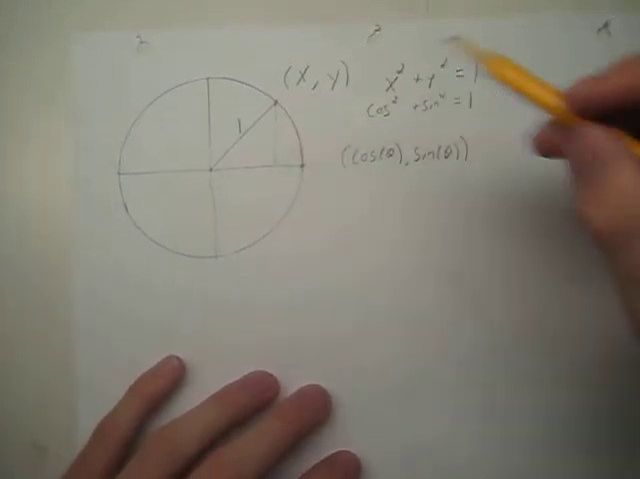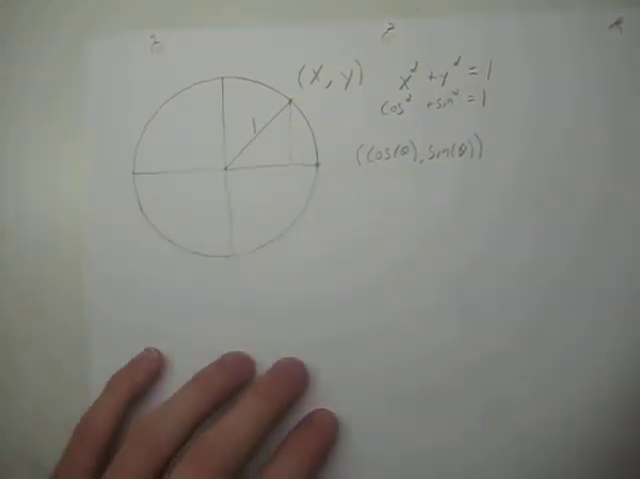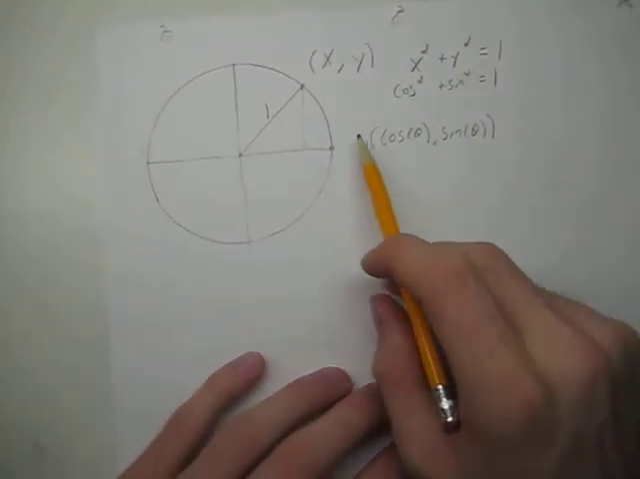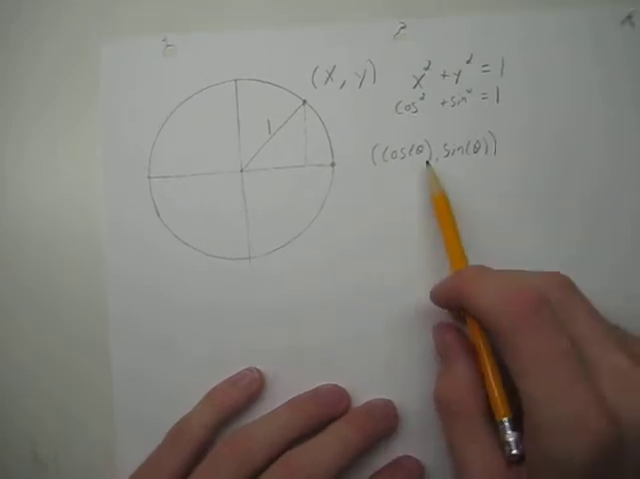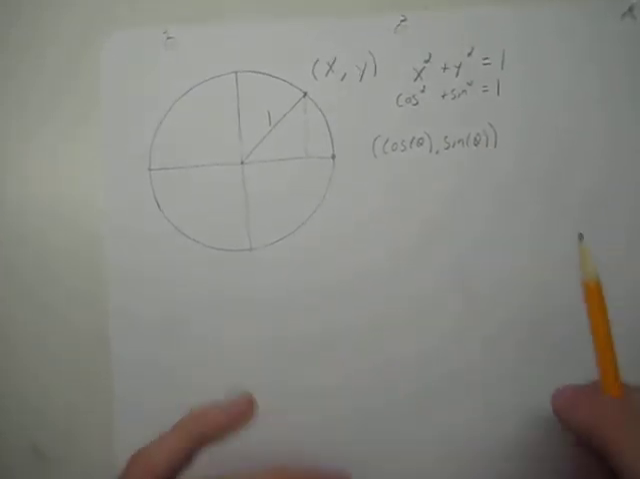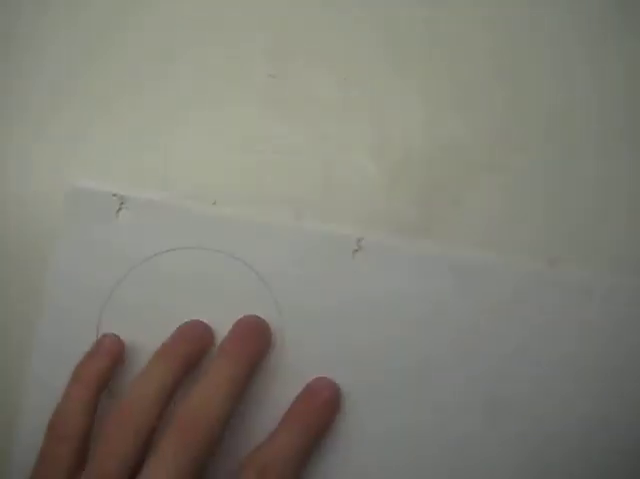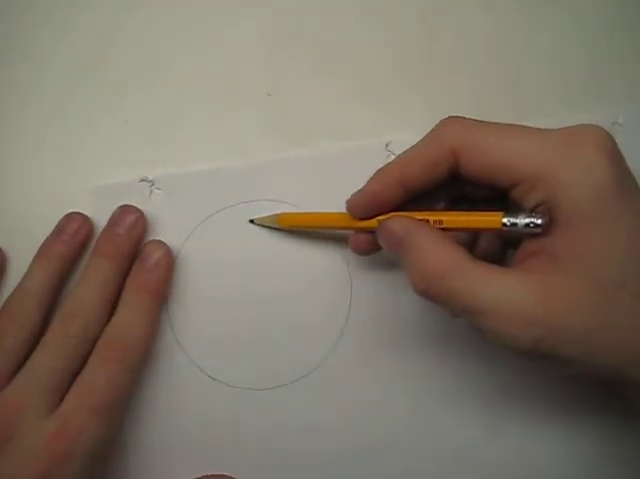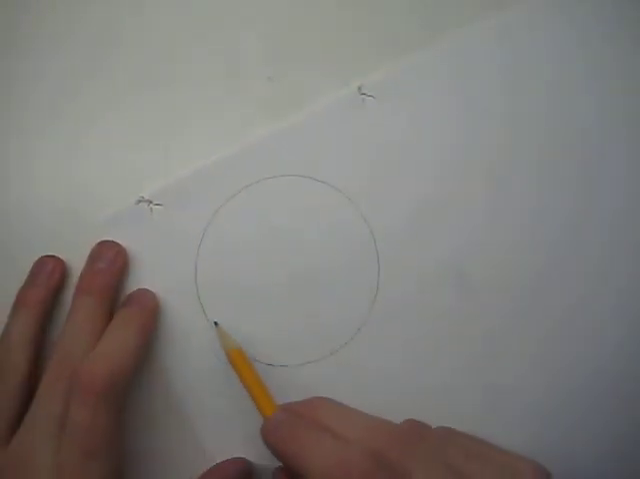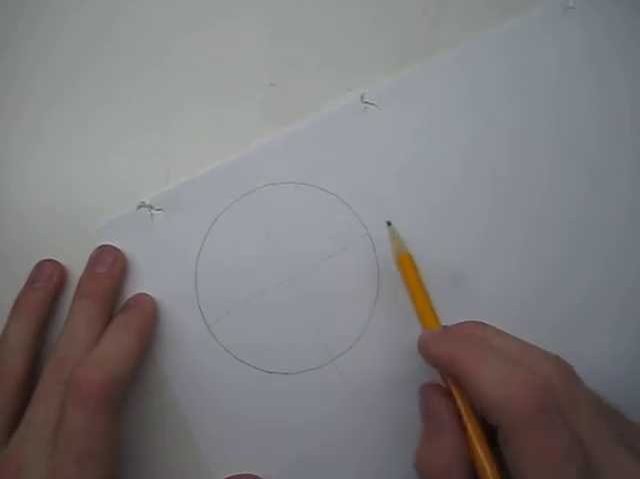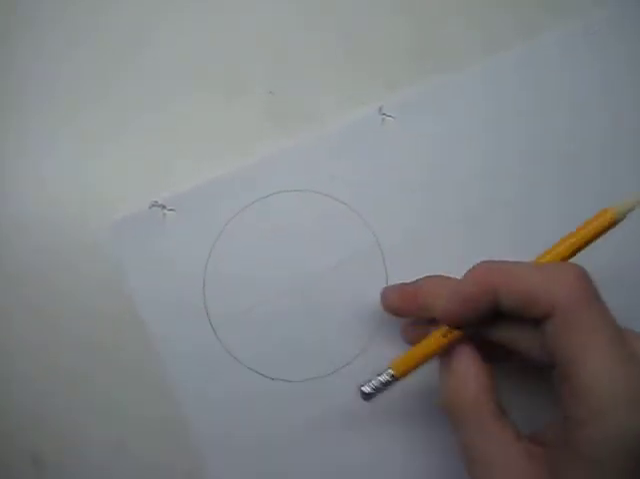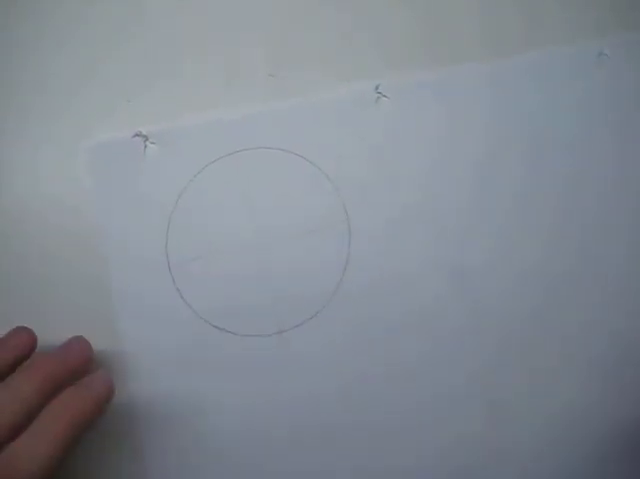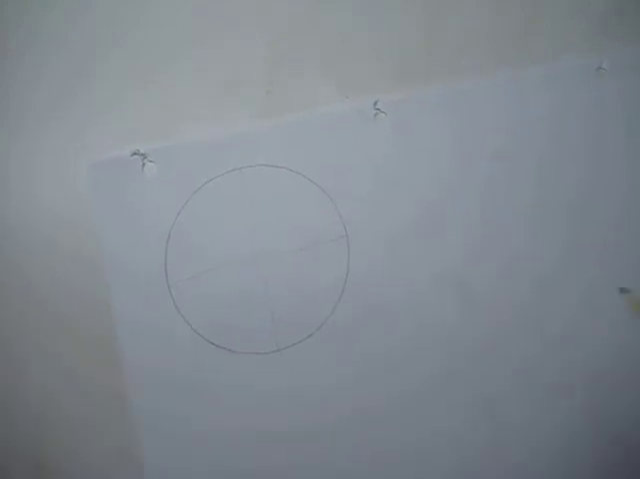Now, one of the big things you need to learn is cosine is x, sine is y, and you need to remember that because it's very important. Now what I'm going to do is teach you how to figure out the values at any point on the circle. Well, not any point, at special increments.